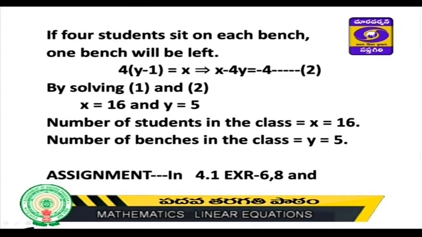x. So 4 times (y minus 1) equals x, that is, x minus 4y equals minus 4. By solving 1 and 2, we will get x equal to 16 and y equal to 5. The number of students in the class is x equal to 16 and the number of benches in that class is y equal to 5.